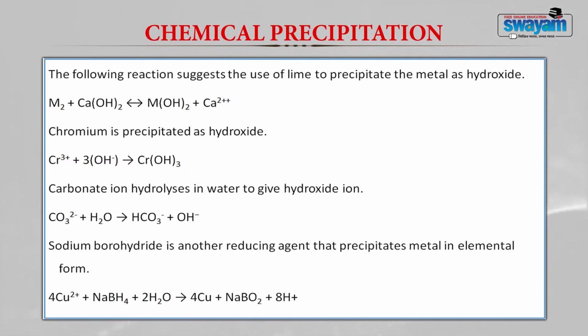Now, CO3 2- plus H2O will give you bicarbonate plus hydroxyl ion. Now, sodium borohydride is another reducing agent which can be used to precipitate metal in the elemental form. One example is given below, where 4Cu2+ plus NaBH4 plus 2H2O will give you 4Cu plus NaBO2 plus 8H+.